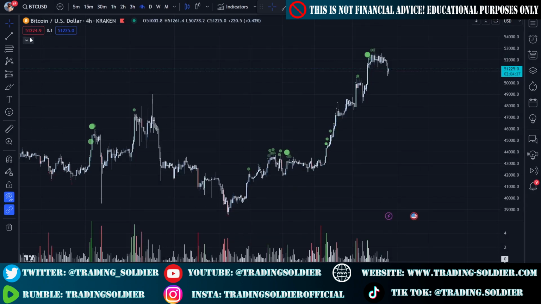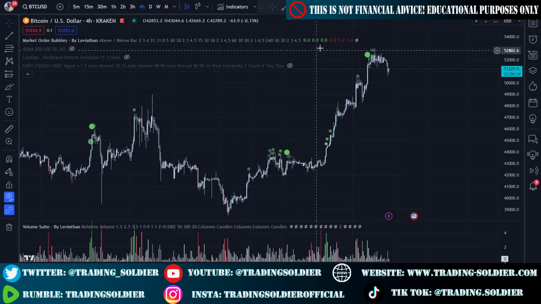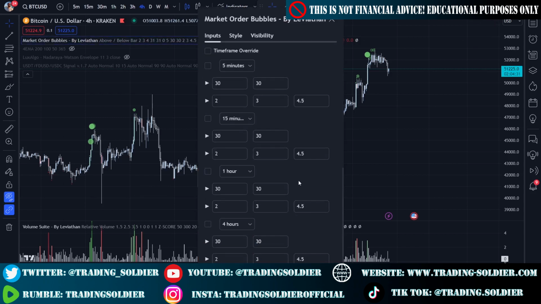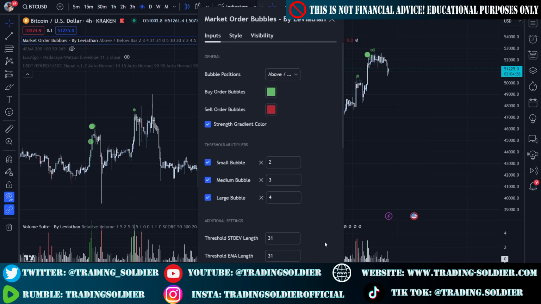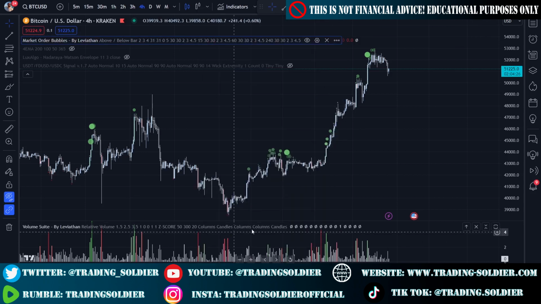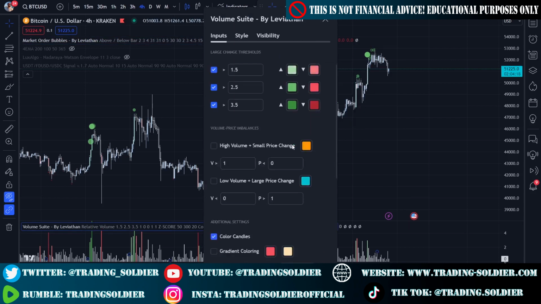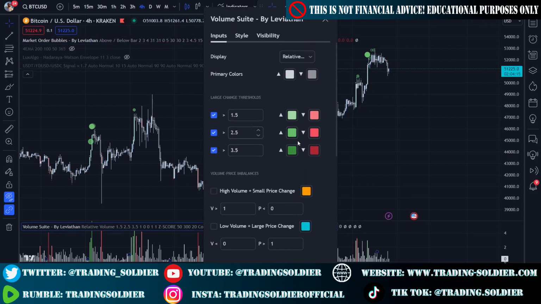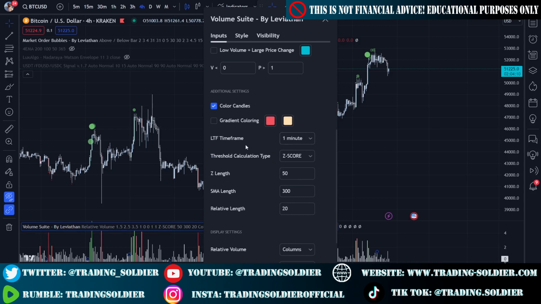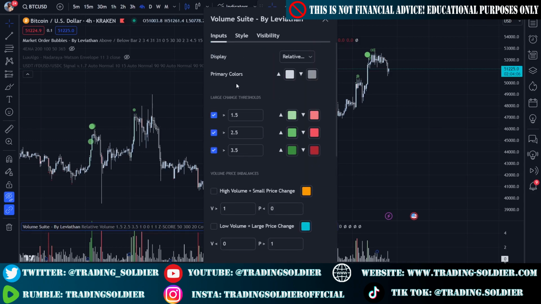When we have selected these indicators, for the first one, the Market Order Bubbles, we leave all the settings by default. We don't need to change anything. And in the Volume Suite, in display, we need to choose relative volume. The settings are by default, and the only thing that we need to change is the LTF time frame to 1 minute. The other settings are left by default.